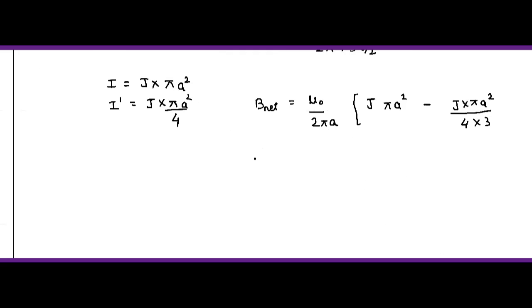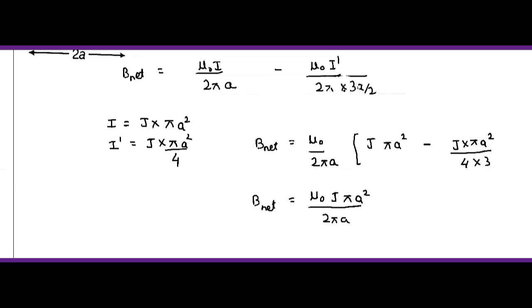Now if we solve this, our B net would turn out to be mu naught J into pi into A square divided by 2 pi A. We can take these terms to be common and take them outside. Since we have already taken 2 pi to be common, a 2 would be remaining here.